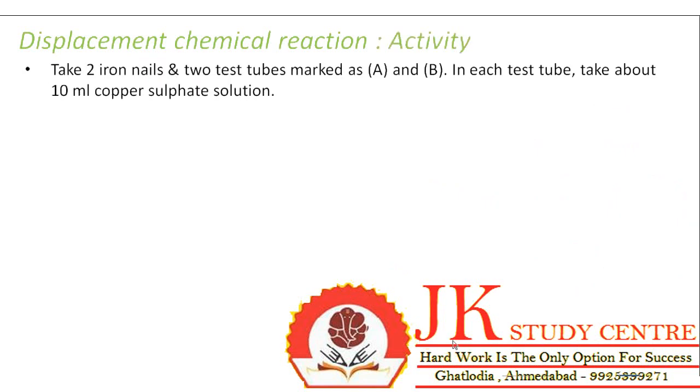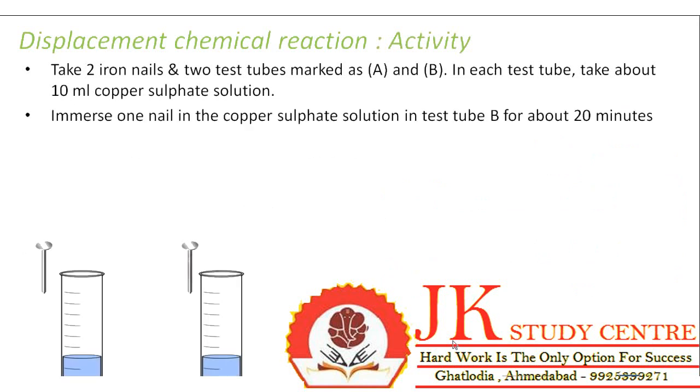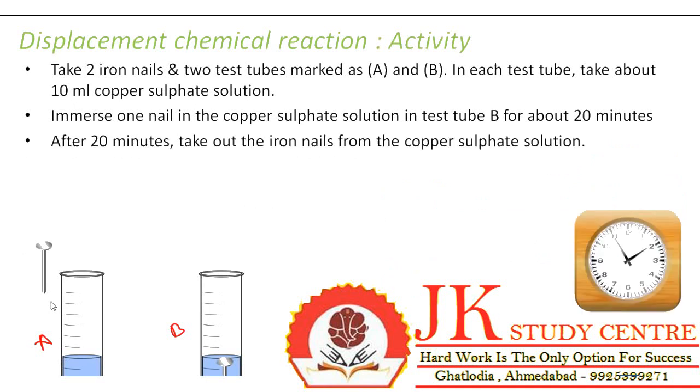We'll take 2 iron nails and 2 test tubes marked A and B, and in each test tube take 10 ml of copper sulfate solution. So we have 2 iron nails, 2 test tubes, A and B, and both have copper sulfate solution. Immerse 1 nail in the copper sulfate solution in test tube B for 20 minutes. So in test tube B we'll immerse this nail. In test tube A we won't immerse one, and we'll keep this for 20 minutes.